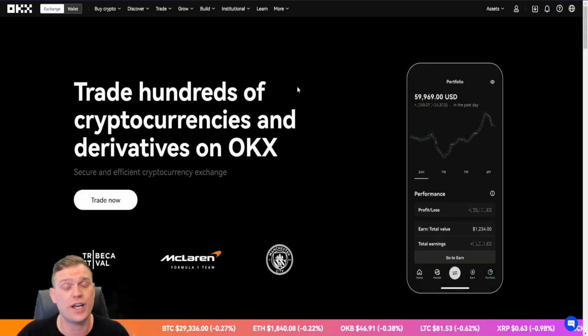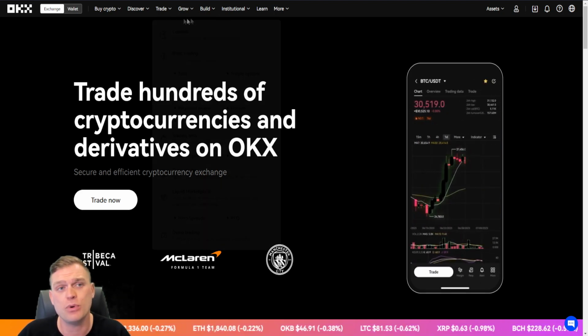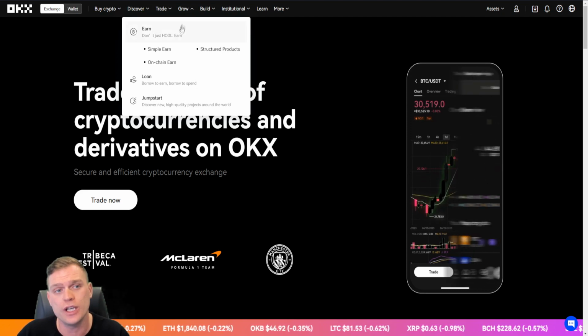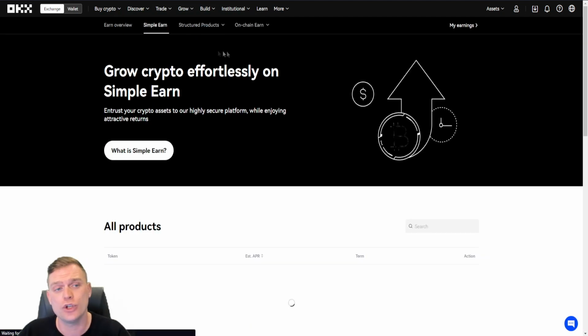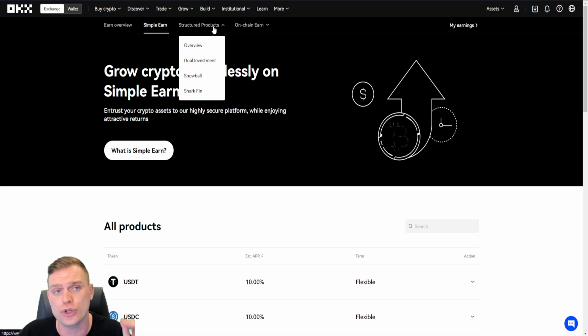Once you have your OKX account, it is quite simple to find the Shark Fin feature. Up on the dashboard, you can see these tabs. If you hit Simple Earn, you are going to be presented with the Simple Earn feature, which I'm going to do an exclusive video on shortly. However, when you are here, if you jump onto Structured Products, scroll all the way down to Shark Fin.